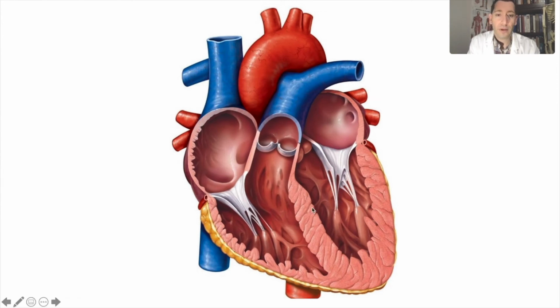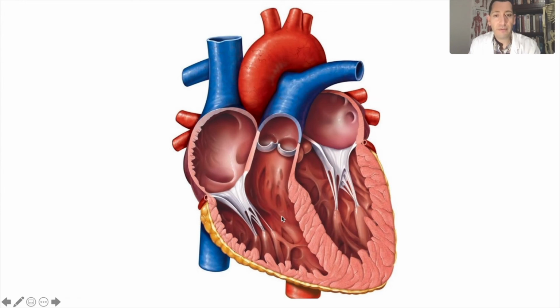Now we are ready for the ventricles to contract. We are ready for the ventricles to go into ventricular systole. We are ready for the ventricles to squeeze and decrease the amount of volume, the amount of space. That way, the blood will be ejected out of the heart.